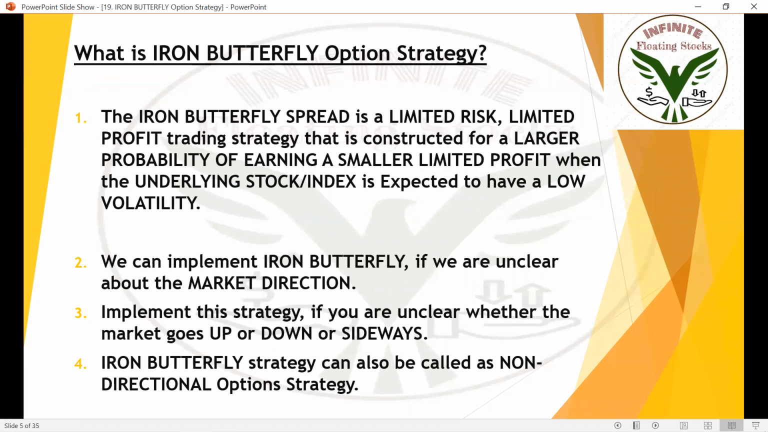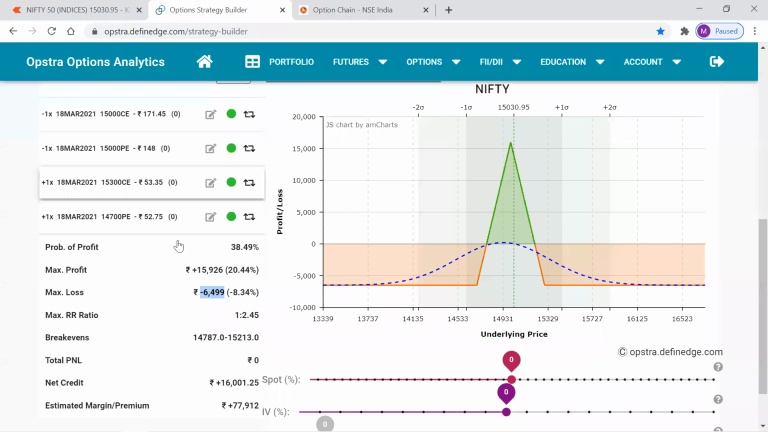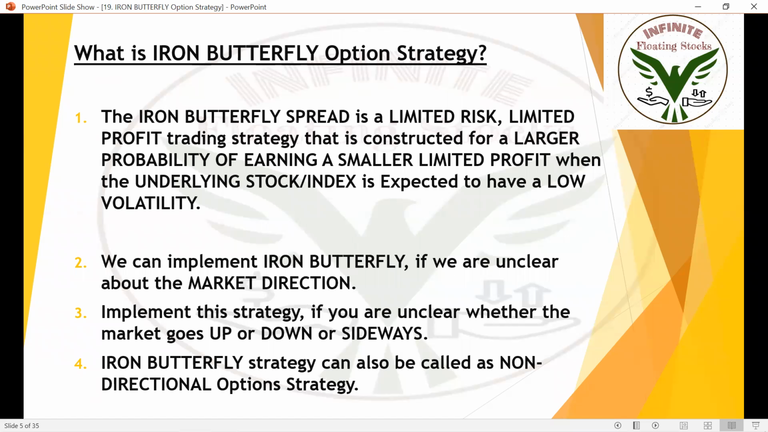So the strategy is called iron butterfly, and the specialty of the strategy is that your risk and reward are both limited here. There is no unlimited risk and no unlimited reward, and it's very good to implement and sleep without any worries. When the risk is unlimited, there will be some fear. If you implement this strategy, there won't be any fear. Look at your risk reward: you'll be losing only 6,000 if your view goes wrong, and you'll be gaining close to 16,000 if your view goes right.